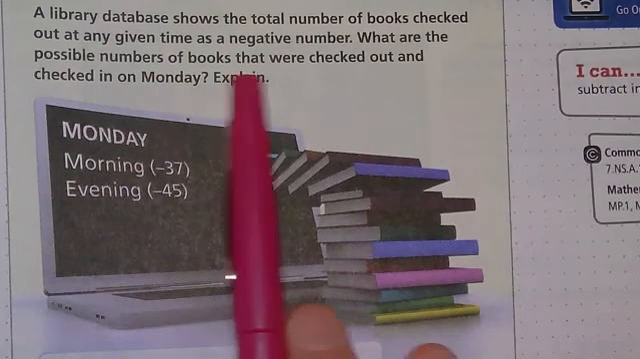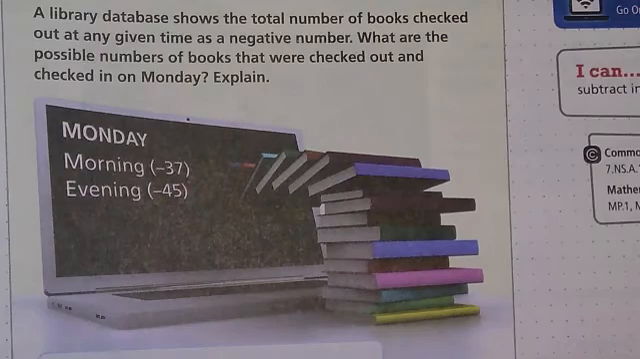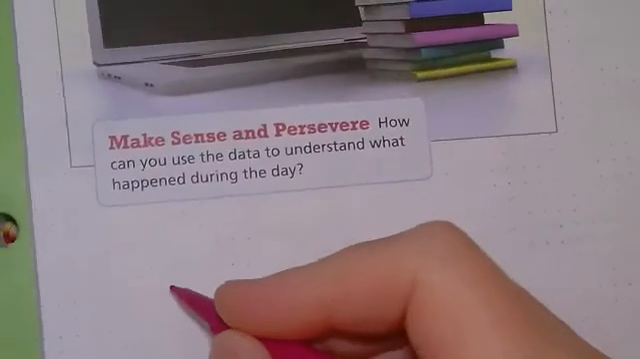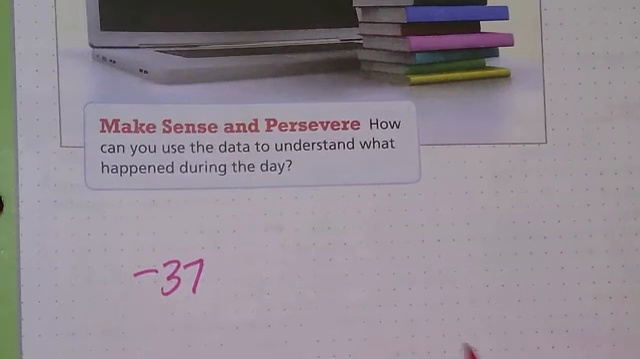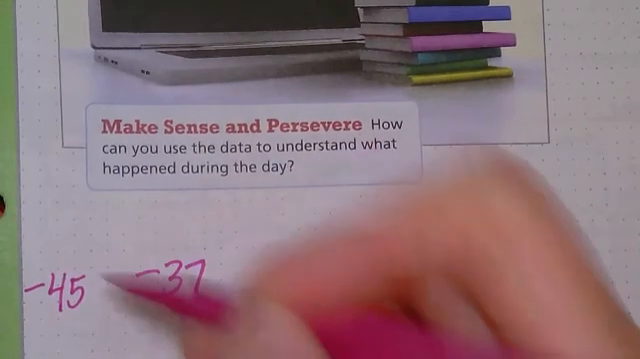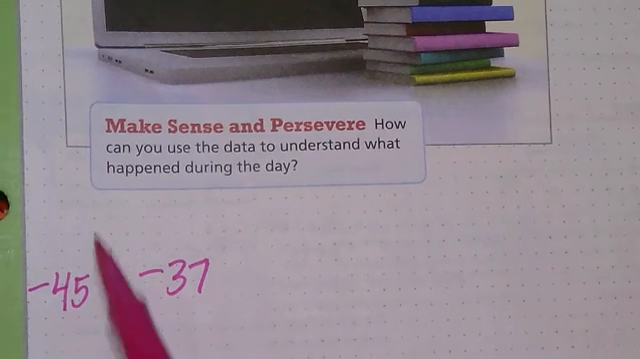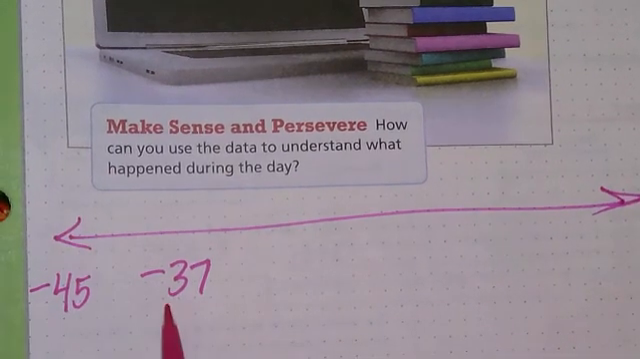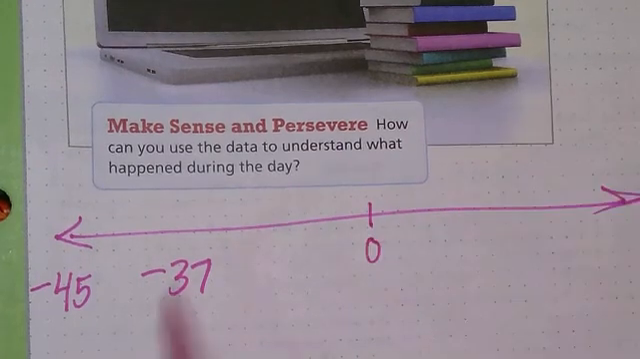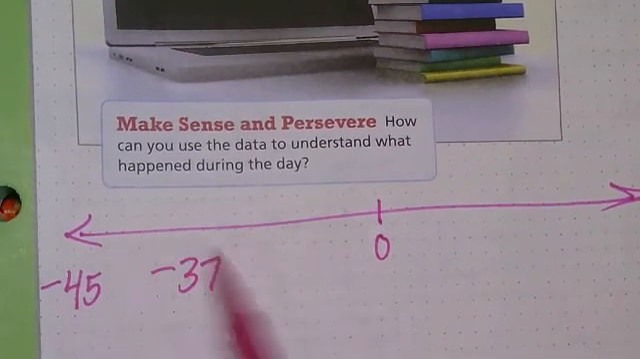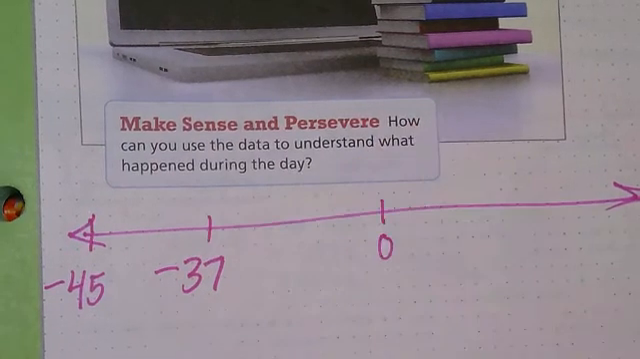So what are the possible numbers of books that were checked out and checked in on Monday? We know that in the morning, when they counted their books, they had negative 37, or 37 books checked out. And by evening, they had negative 45, or 45 books checked out. Notice that I put negative 45 to the left of negative 37 because I know that negative 45 is less than, or further down the negative side of the number line than, negative 37.